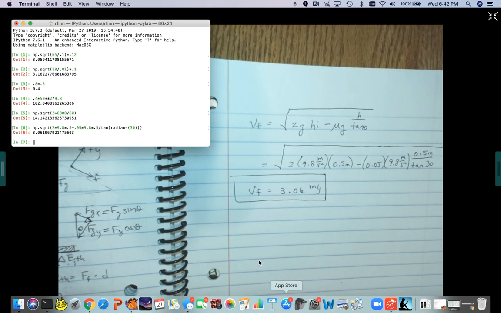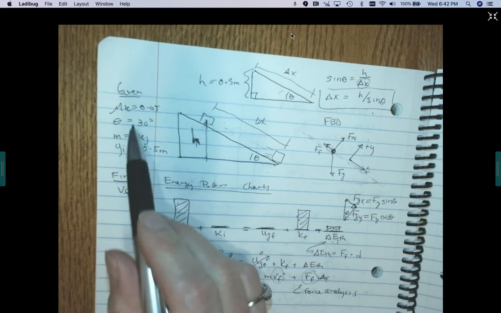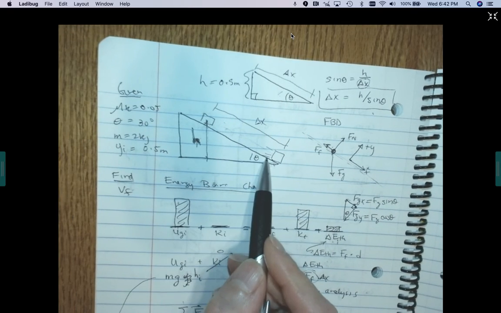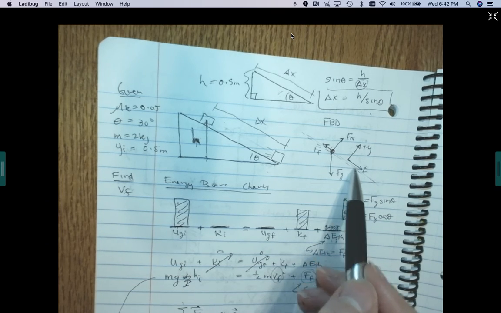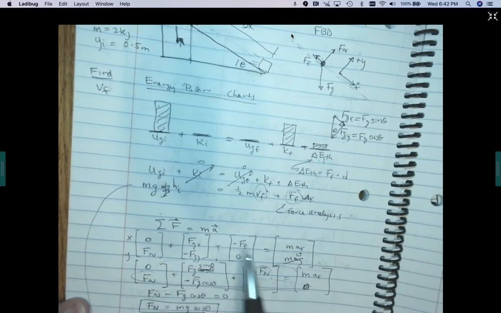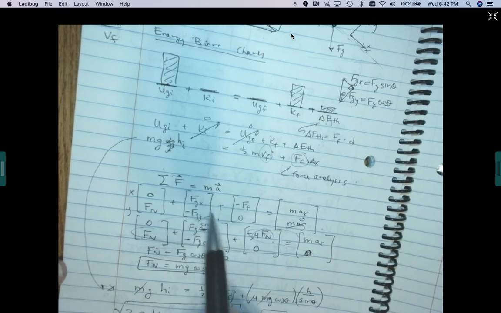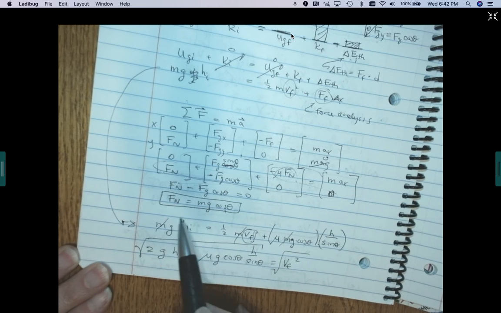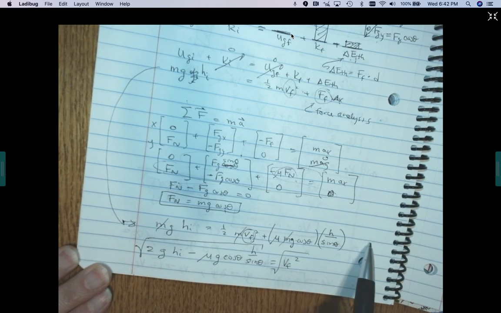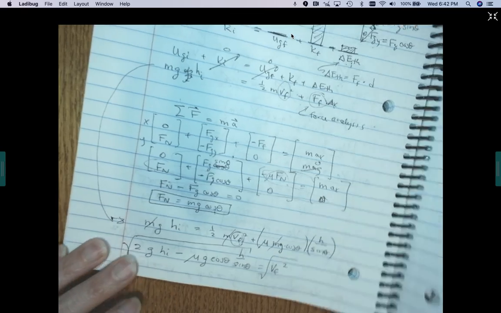Okay, let's just quickly review, make sure we have all of our presentation points. We have what we're given, what we need to find. We have our sketch. We have energy bar charts. In this case, we also have a free body diagram because we have to deal with friction. We have our general conservation of energy equation. We have our general force equation. We solve for the normal. We then plug into our conservation of energy equation, solving for v final, doing our algebra first.